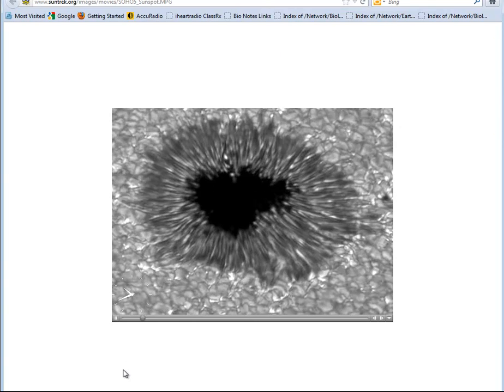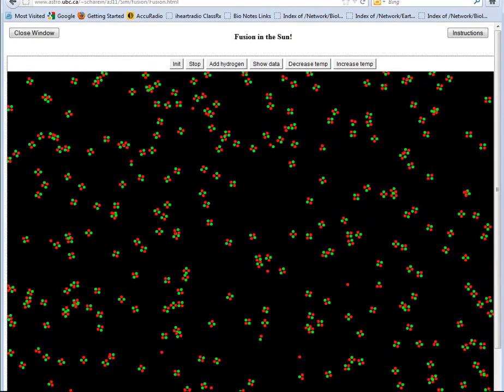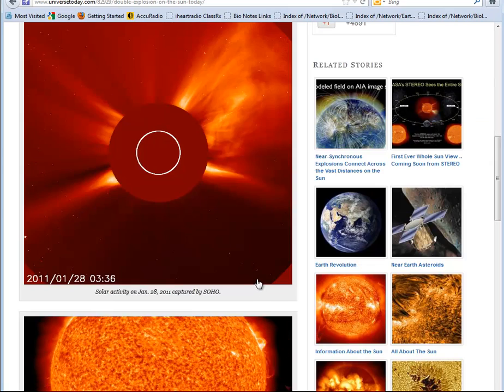Another way we can actually see this, here are the two sites for that movie. Here's the granulation movie that I showed you. And I can just download this. Here's the sunspot movie that I showed you. Here's the fusion site that I showed you. And this is the other site I want to show you.